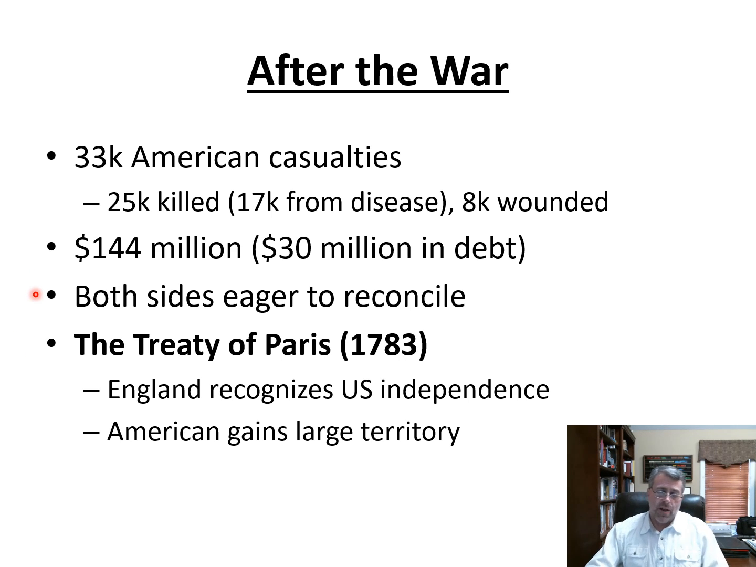One thing that's interesting about these last couple of years of the war after the Battle of Yorktown is that both sides are eager to reconcile this issue. The Americans are eager to bring an end to the war for obvious reasons, because a victory in this war now assures our independence, which was our goal. That was the big prize that we were working toward. So Americans are obviously eager to end this war, but the British are also very eager to bring an end to the war, and for different reasons.